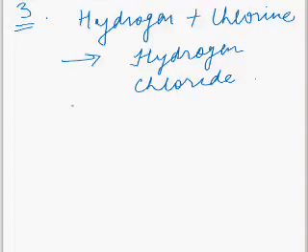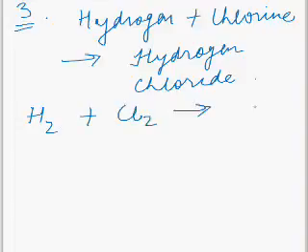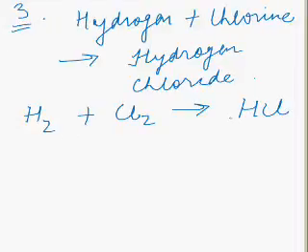We can write the chemical formula of all the reactants and products. Hydrogen as H2, chlorine as Cl2, and hydrogen chloride as HCl. So our equation is like this. Now we have to balance the chemical equation. So first we will count the number of hydrogen and chlorine atoms on both sides of reactant as well as on the product.